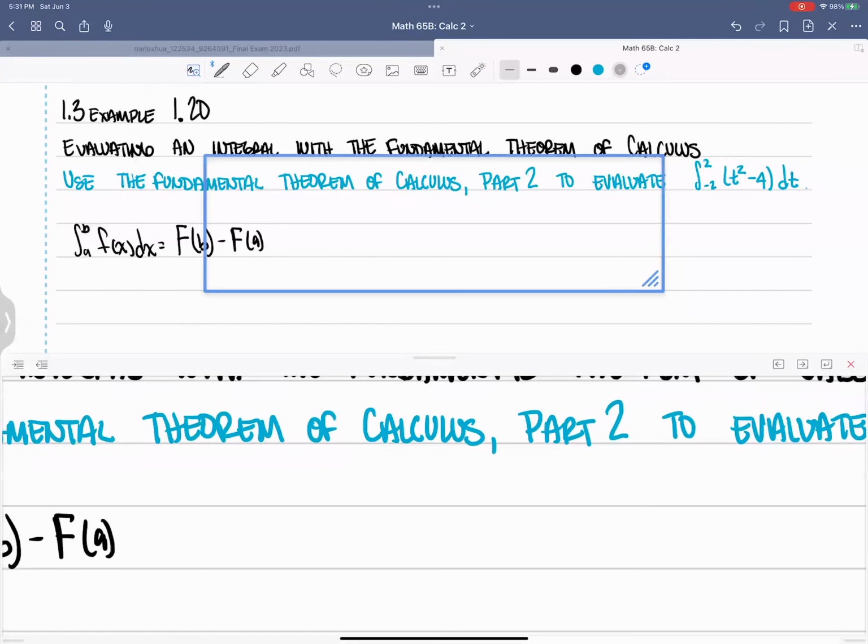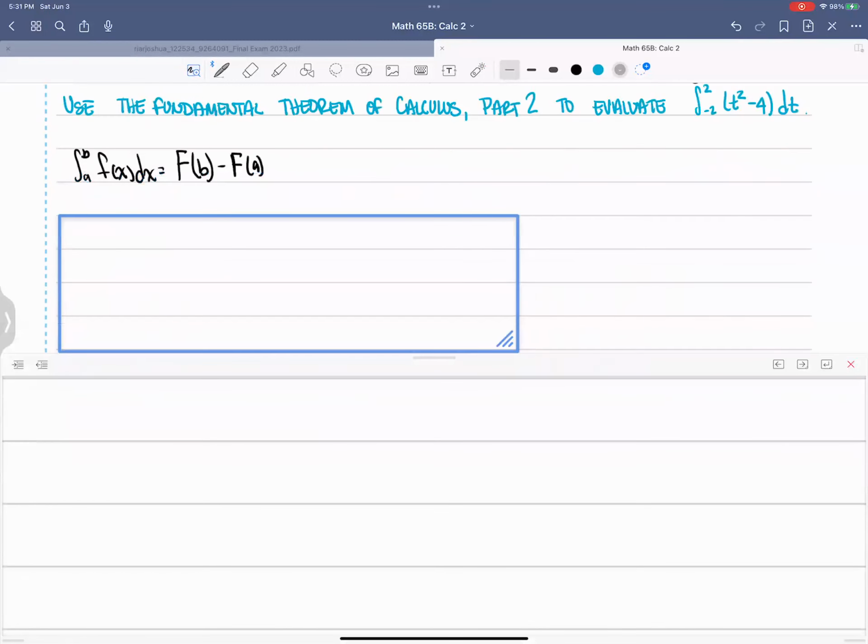So just so we have sight of the whole page. Let's get this: the integral from -2 up to 2 of t squared minus 4 dt. All right, so remember antiderivatives. Here we just have the power rule.